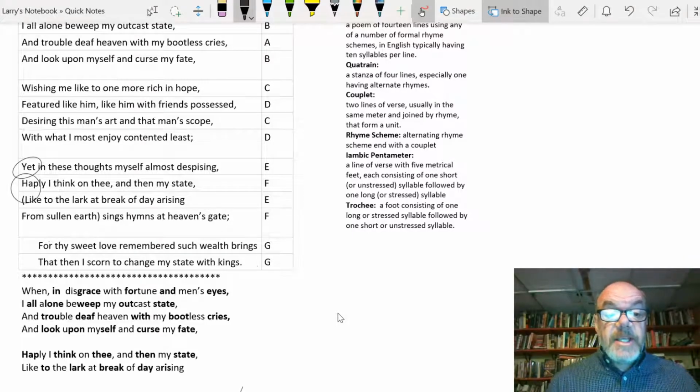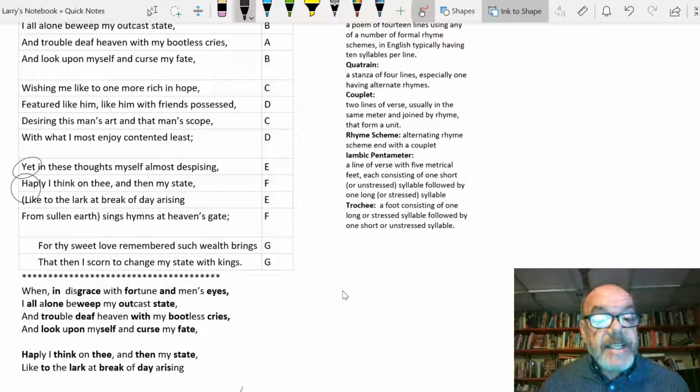In line 10, Shakespeare starts with what we call a trochee. That's a foot consisting of one long or stressed syllable followed by one short or unstressed syllable. So the first line, "Haply I think on thee." That stress at the beginning shows that the speaker of the poem has changed his or her feelings, has decided that I'm not an outcast, if you will.